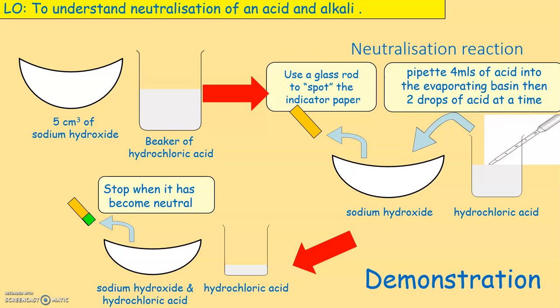Now, this is an example of how neutralization takes place. This is just a brief visual demonstration of how it works. For example, a 5 centimeter cube of sodium hydroxide is put in with a beaker of hydrochloric acid. They pour it together, a reaction takes place, and once that reaction has been completed, the solution becomes neutral. Remember, when something is acidic, it's got a pH less than 7, and when something is alkali, it's got a pH more than 7. So when we put the two together, the reaction stops when it becomes neutral.